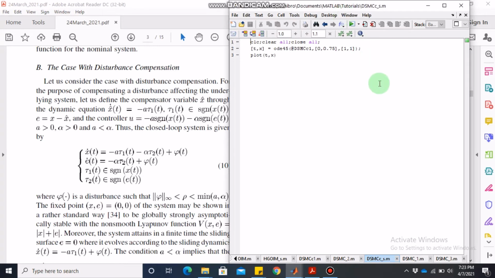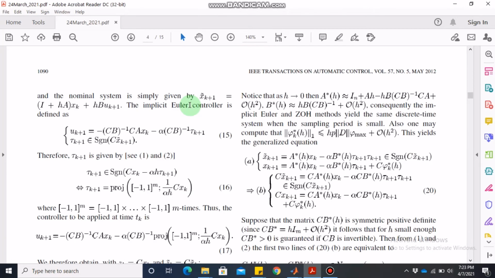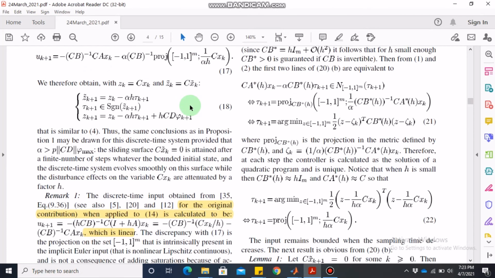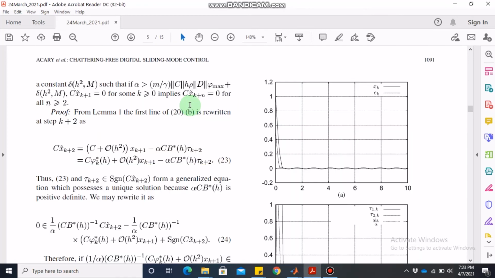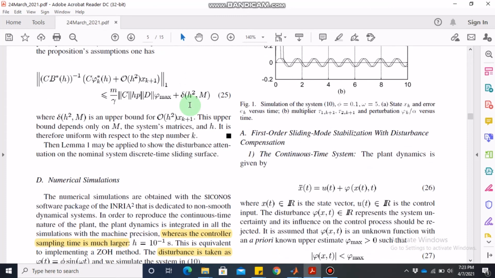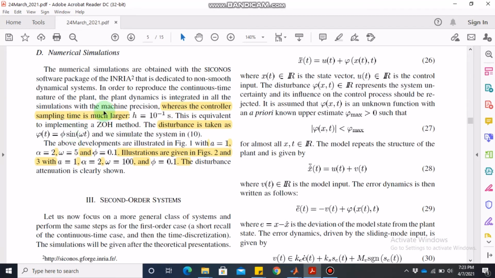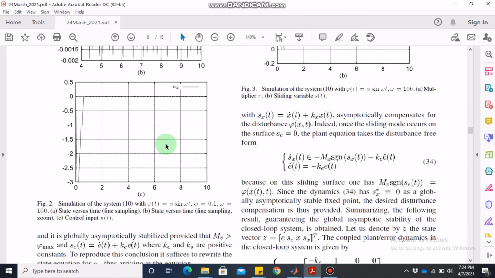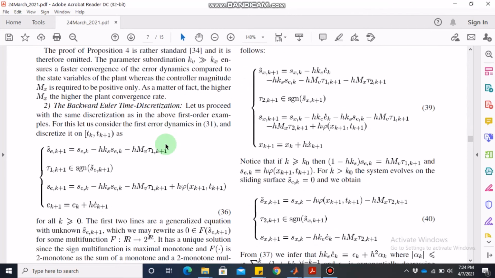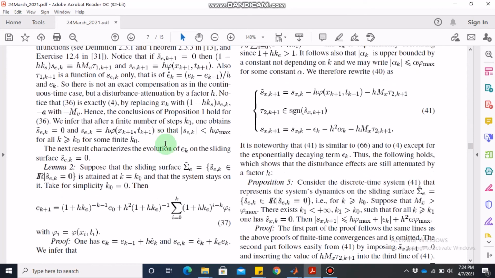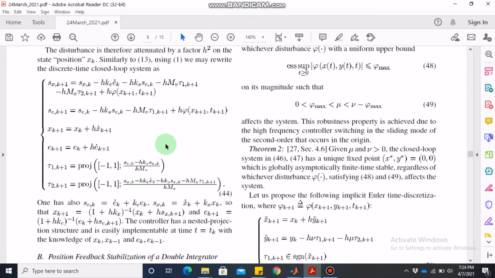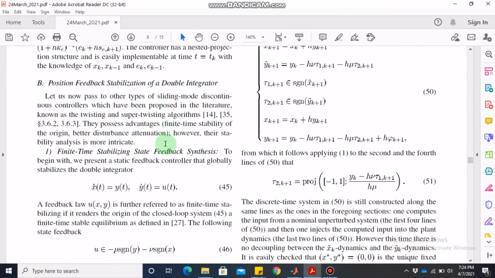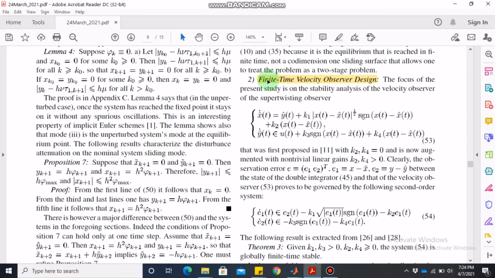Okay, so next I want to simulate a system that has been proposed here, that includes an observer as well. So let's see how that goes. We have just simulated this one. So we keep going, and they have proposed, yeah, here there's a finite time velocity observer design.